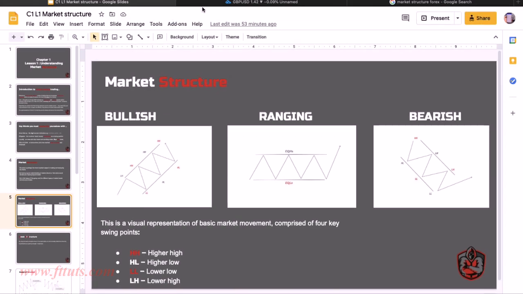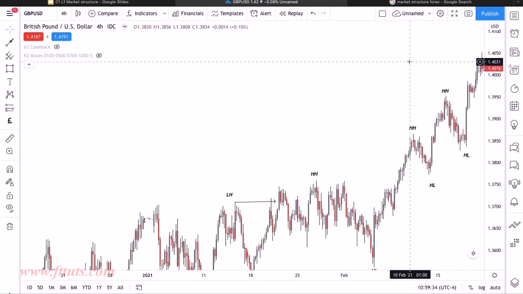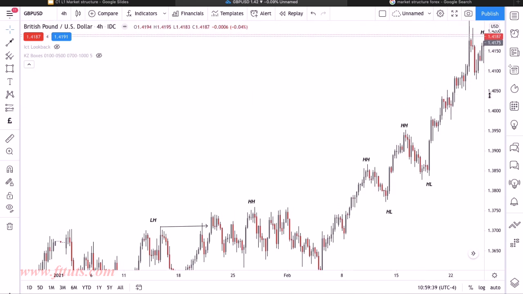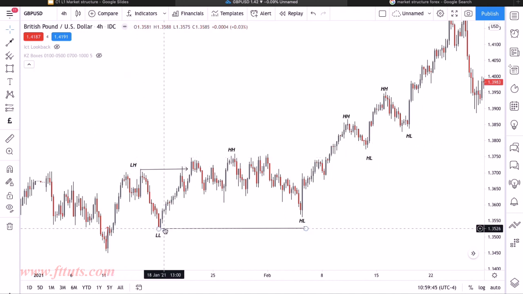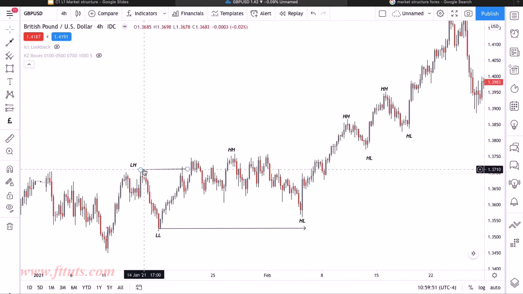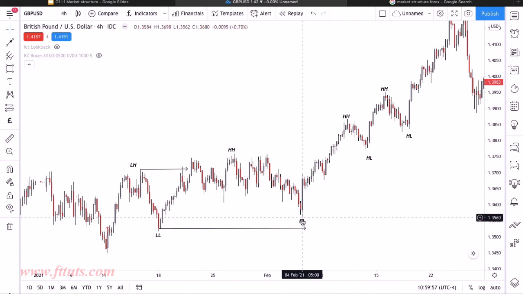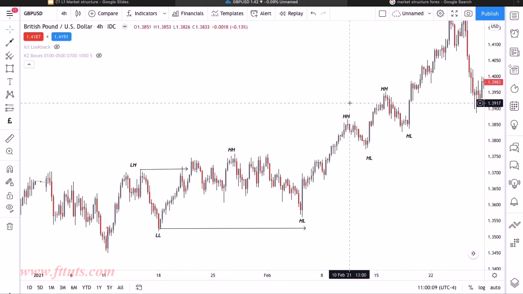Now, if I just show you an example on GU, right over here, we can clearly see price printing a series of higher highs and higher lows, right? So as we can see here, this was a lower high, then we have a lower low. Price impulses over to the upside, closing above this lower high over here, therefore printing a new higher high. When price then pulls back, it fails to close below this low, therefore creating a higher low. And then price impulses over to the upside, closing above this higher high, therefore creating an even higher high. And then so on, so on.